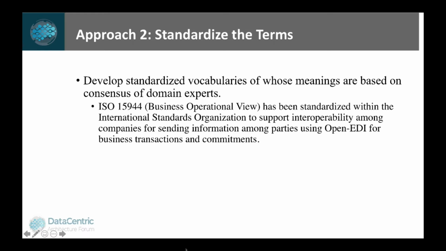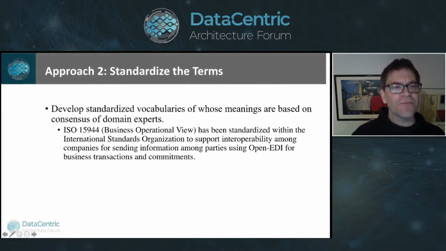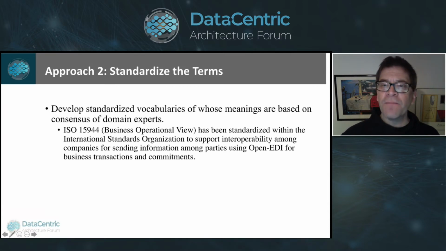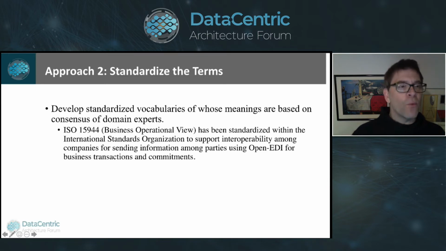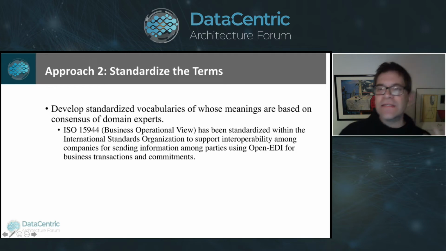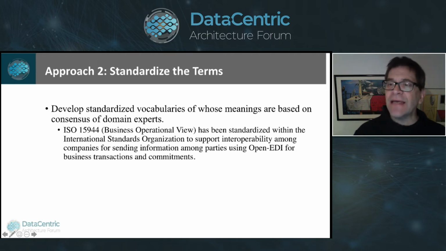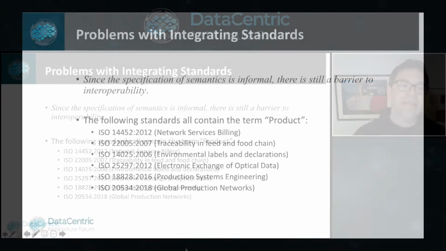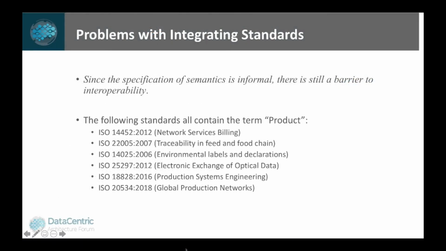Okay, that's one approach, but what happens if we try that? See, the problem is that there's a problem now with integrating these standards, right? Since the specification of the semantics is informal, there's still a barrier to interoperability, right? And we can see on the next slide that there are at least 6 other ISO standards that all contain the term product, for example.